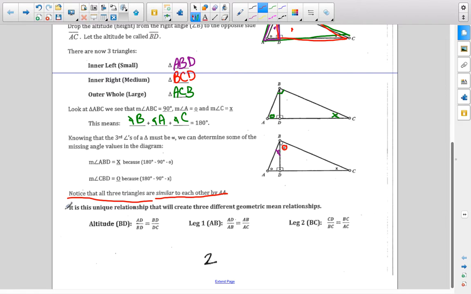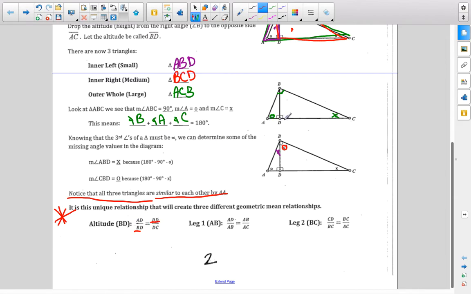Okay, this is something, let's star it. You really have to focus in here to get this. The altitude. If we're looking for the altitude in a right triangle, that's the line we dropped here, BD. We can go AD over BD equals BD over DC. AD over BD equals BD over DC. So here's our altitude. We don't have the altitude.